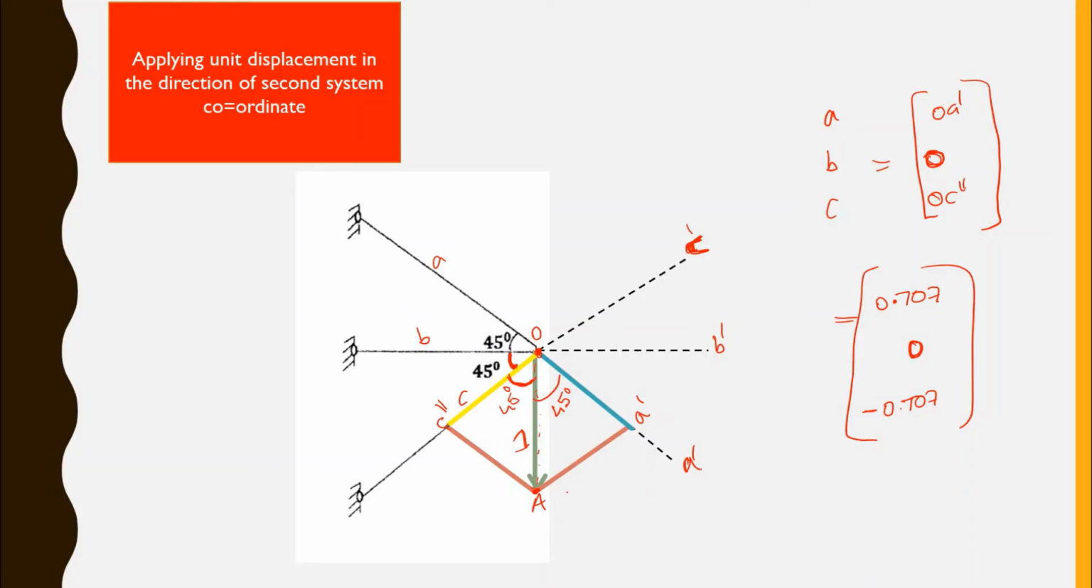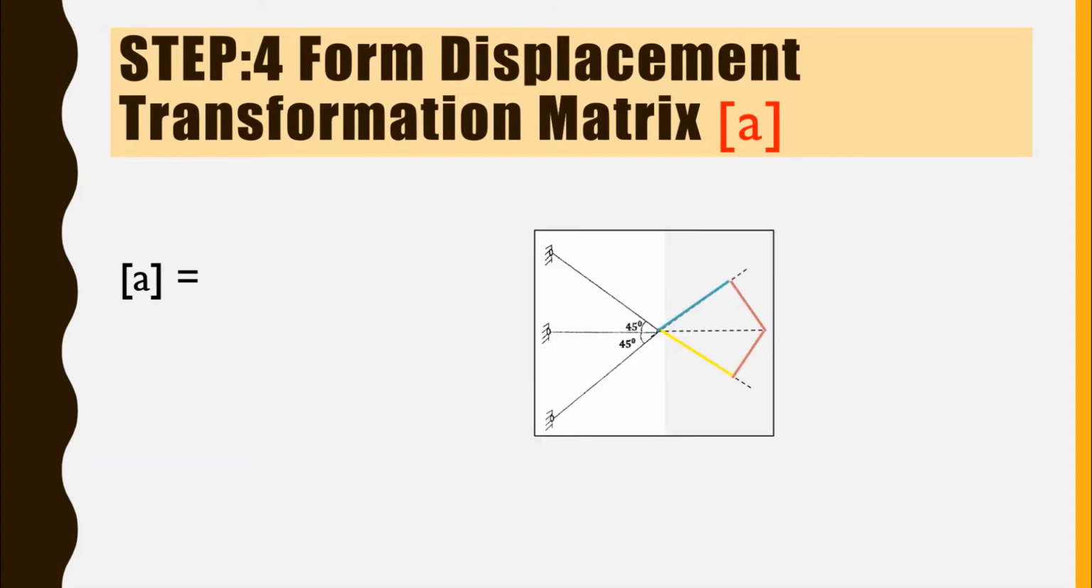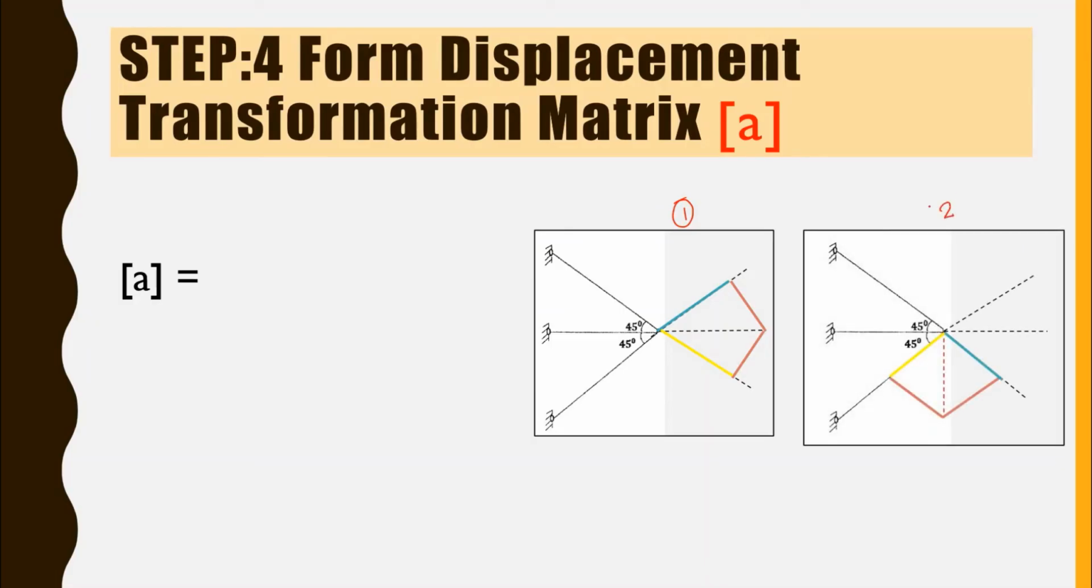Okay, so here we are going to find out the displacement transformation matrix. We have both figures. When I apply unit displacement in the direction of the first system coordinate, and when I apply unit displacement in the direction of the second system coordinate, what are the extended values of A, B, C? Here we have 0.707 and 0.707, and here we have 1. Here for ABC, A extended value was 0.707, at B it was 0, and at C it was minus 0.707.